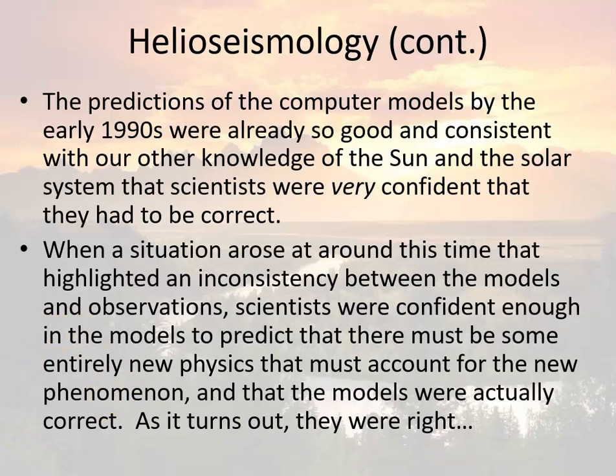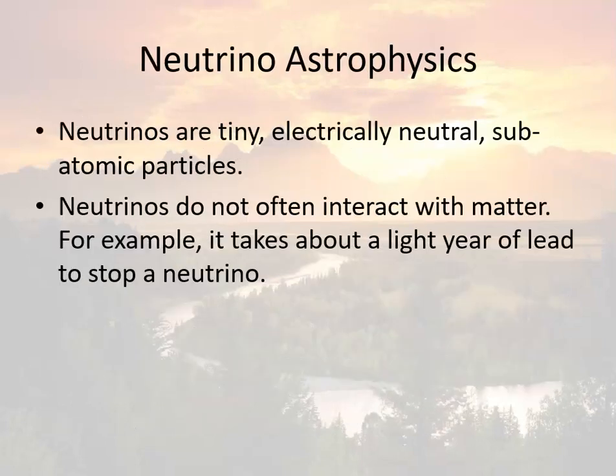But based on how confident we were with our computer models in understanding the interior of our sun, which is actually relatively easy to model with computer models, scientists were fairly confident in being able to make a bold new prediction that it was actually the computer models that were correct and our understanding of neutrinos and how they would interact that was wrong. And it turns out that the solar physicists were right. So, what are these neutrinos?